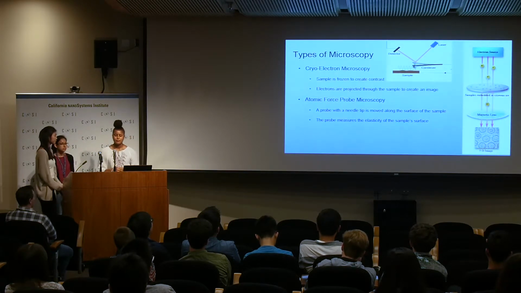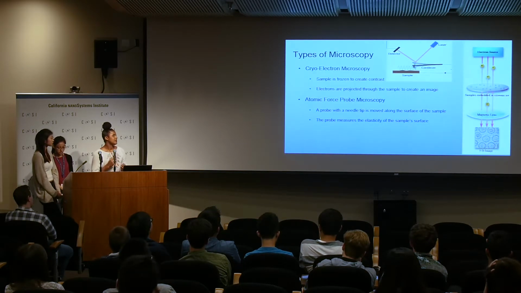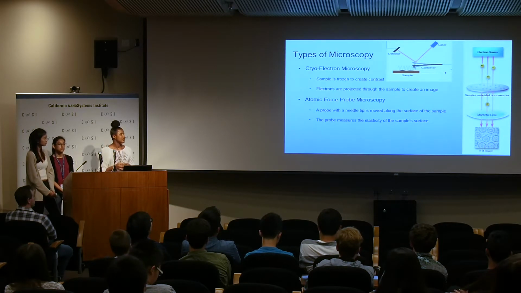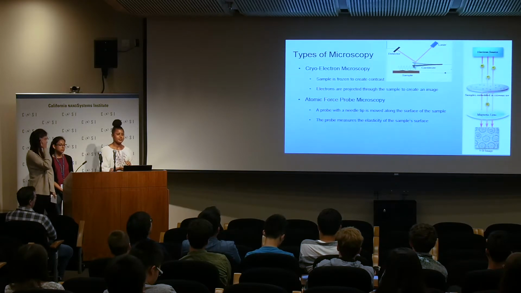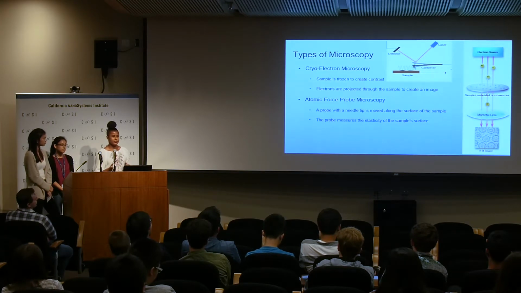So the types of microscopes we're going to use in our design are the cryo-electron microscope. This one is a cryo-electron transmission microscope, which means that first the sample is going to be frozen before it's put into the microscope to create contrast, and then electron beams are going to pass through the sample, and the microscope is going to read them and then create an image from that.